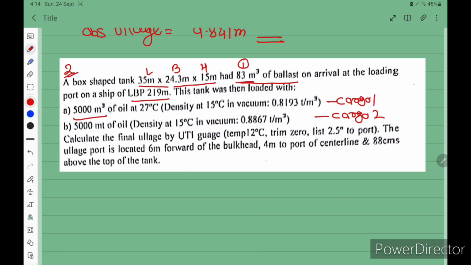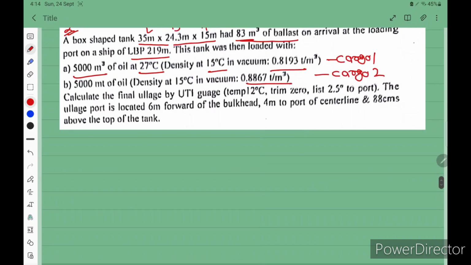So 5000 meter cube of oil at 27 degrees centigrade, density at 15 degrees centigrade, in vacuum 0.8193 tons per meter cube. Second cargo is 5000 meter cube of oil, density at 15 degrees centigrade, in vacuum 0.8861 tons per meter cube. Calculate the final ullage by UTI gauge, temperature 12 degrees centigrade, trim 0. Your trim is 0.